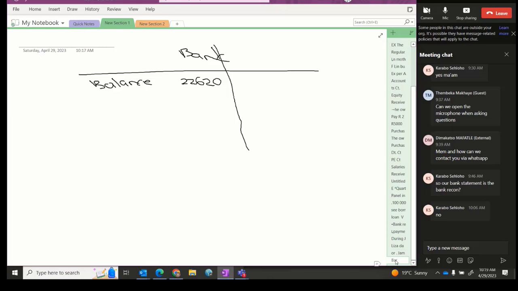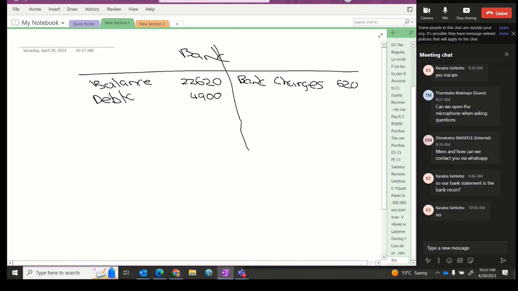Okay, so the bank charges, obviously it's a payment, so it comes to the credit side. So your bank charges, you put there 620. If you received money from a debtor, is it going to be positive or debit side or credit side? Debit. Because it's money that the bank statement shows you that you received, but you didn't put it into your bank account yet. Debtors.